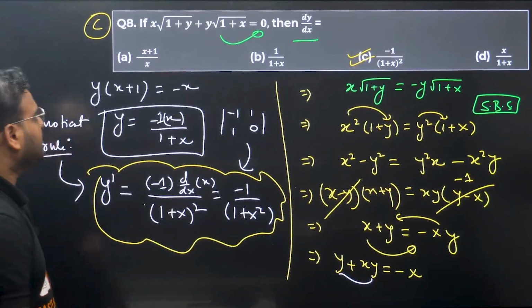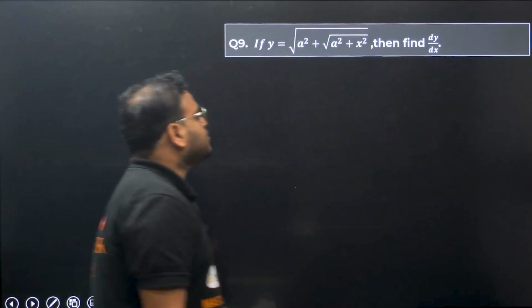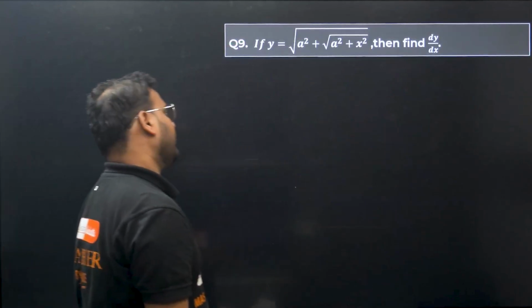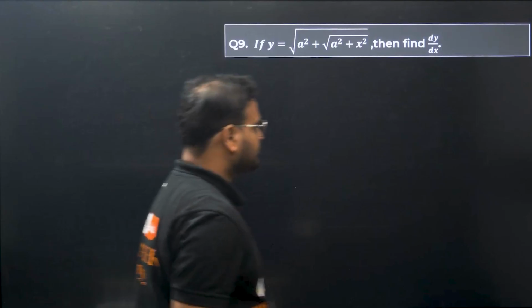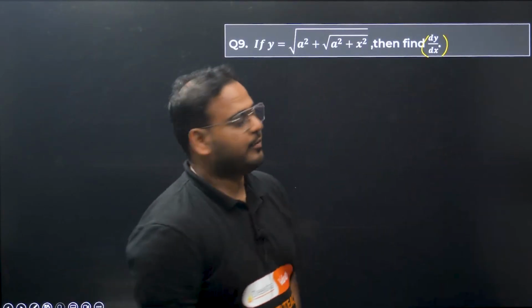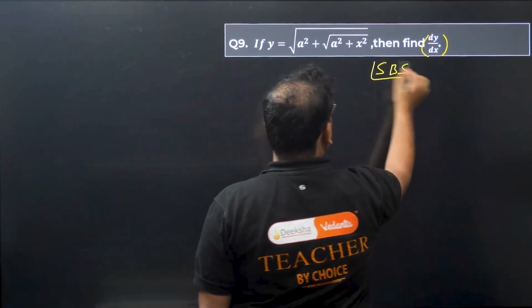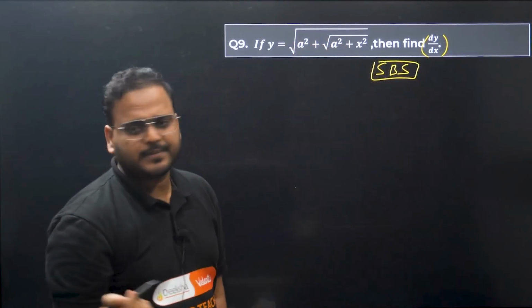Let's move on. Question number 9. Now y equals to we have root of a square plus x square. Then find the value of derivative. How do you find that? Same thing, square on both sides. Reason is very simple, because we have roots. That's why. So what do you get?